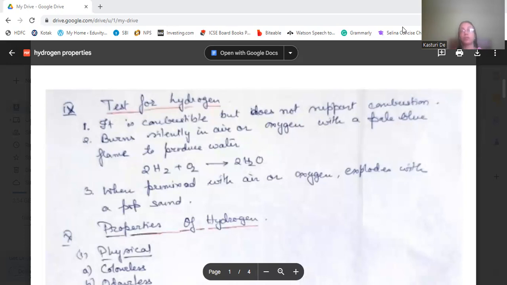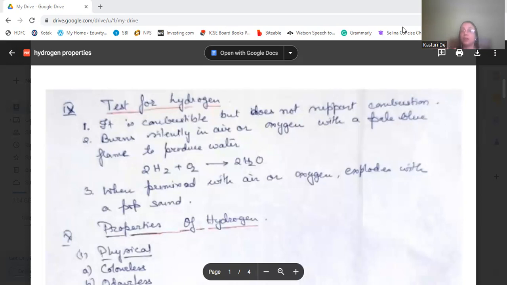And let us start with the discussion. In my previous video, we discussed how to prepare hydrogen and why the preparation of hydrogen is needed. Now, how do we know that the gas which is being liberated after its preparation is hydrogen? There have to be some tests to prove that the gas liberated is hydrogen. So what are the tests?